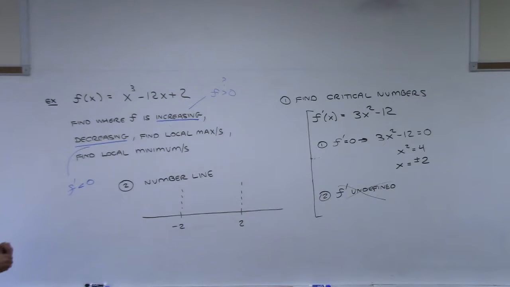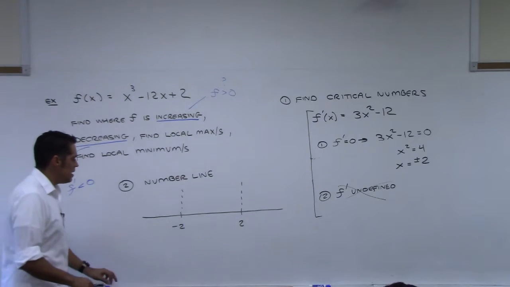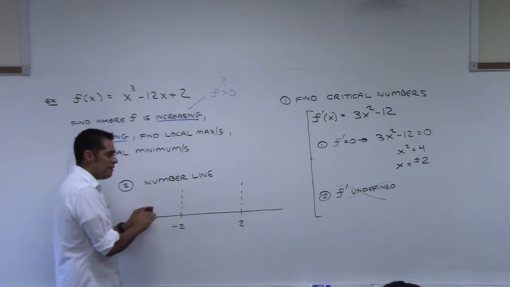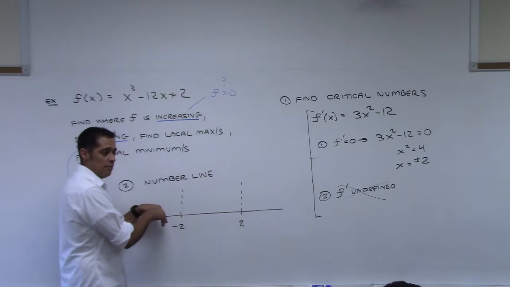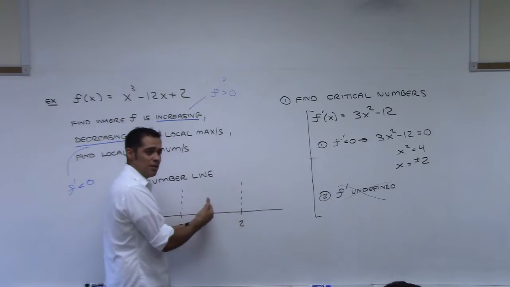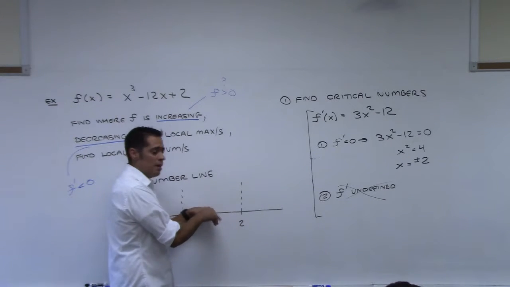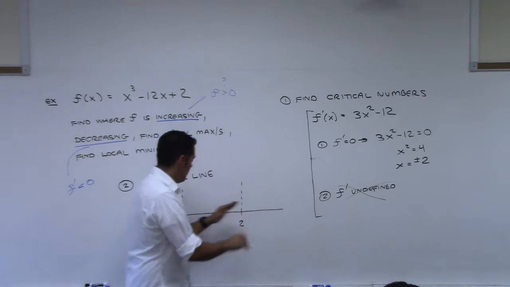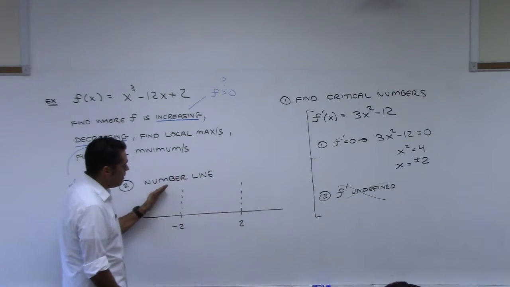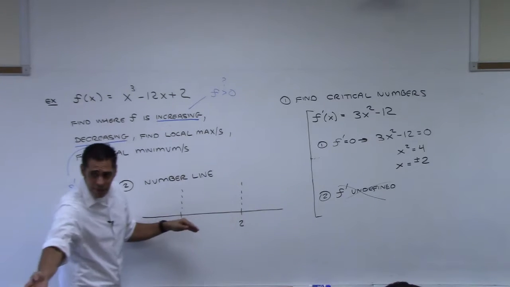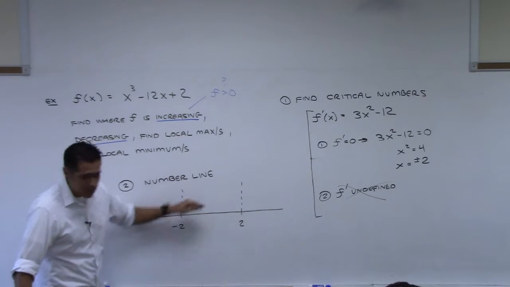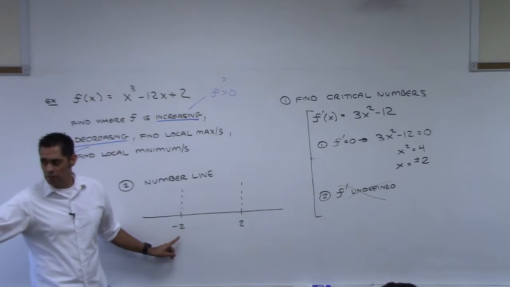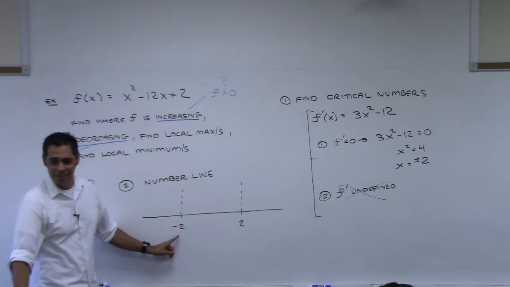So what I've done is I've put my critical numbers on a number line, right? Now, the reason I've done this is because I want to know what's happening to the left of this. Is my function going up over here or down? And then between these two, I'd like to know, is my function going up or down? And then over here, I'd like to know, is my function going up or down? Does that make sense? If it goes up and then it goes down, what's happening at -2? What do we have here?